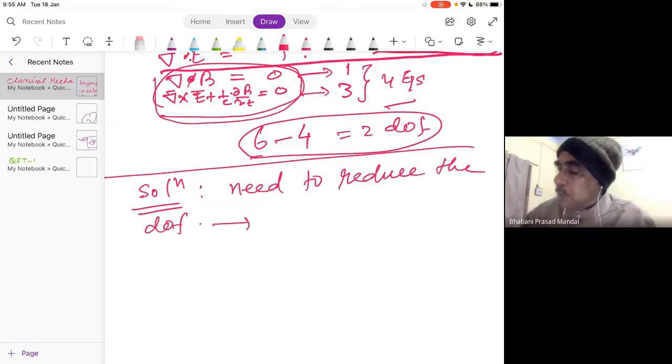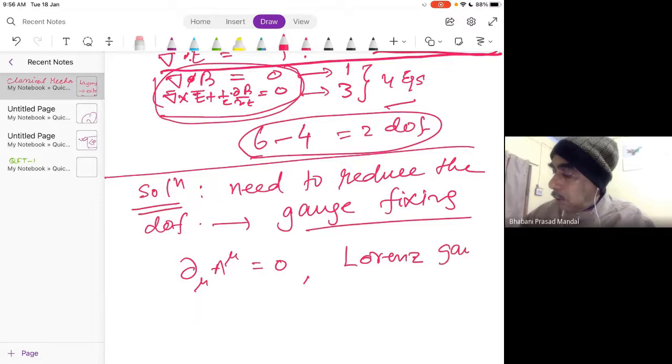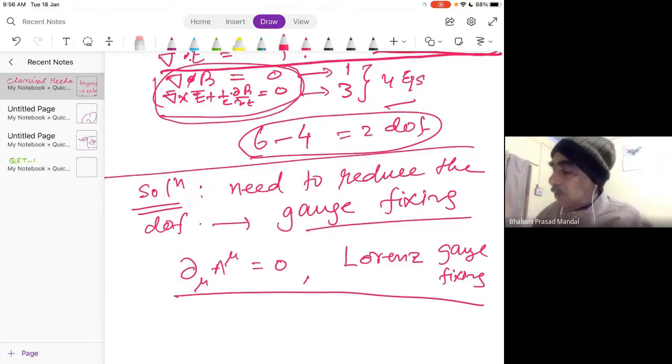How will we do it? By gauge fixing. What is the meaning of gauge fixing? Gauge fixing means putting a condition like ∂_μ A^μ = 0. This is called Lorentz gauge fixing. This Lorentz is different from the Lorentz of the Lorentz transformation. There are two Lorentzes, and they are not the same person; people make this common mistake. So this is the Lorentz gauge fixing.